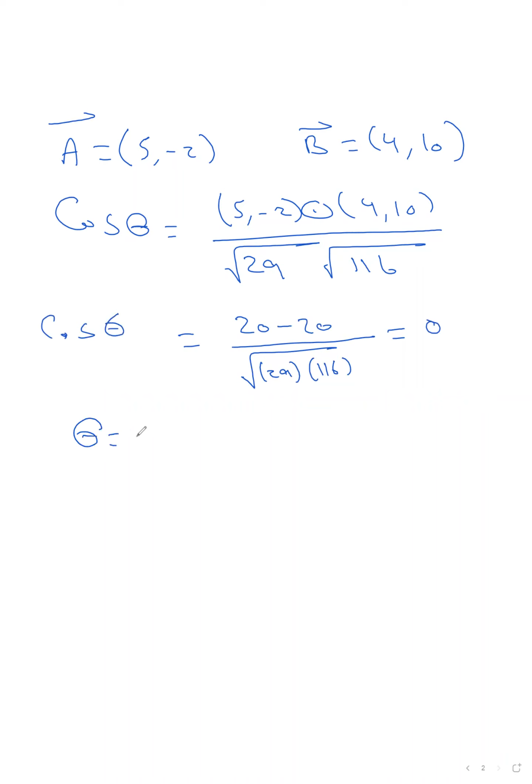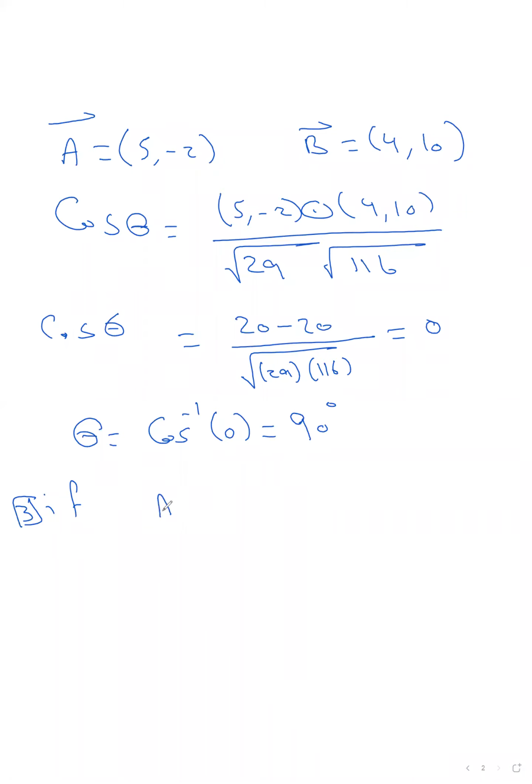Then theta equals shift cosine, which is cosine power of -1 of 0, equals 90 degrees. Okay, so we have a third case. Number 3. At first we had two cases: if A dot B is positive, then the angle is acute. If A dot B is negative, then the angle is obtuse.